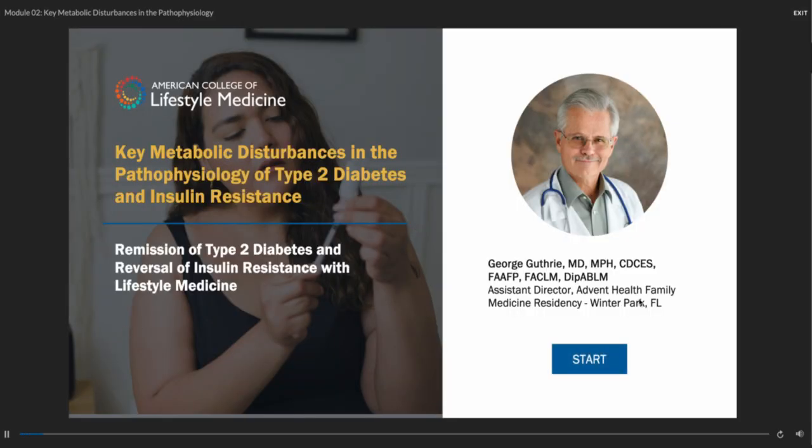Welcome to the Reversing Type 2 Diabetes and Insulin Resistance with Lifestyle Medicine course. We're covering the key metabolic disturbances and the pathophysiology of type 2 diabetes and insulin resistance.